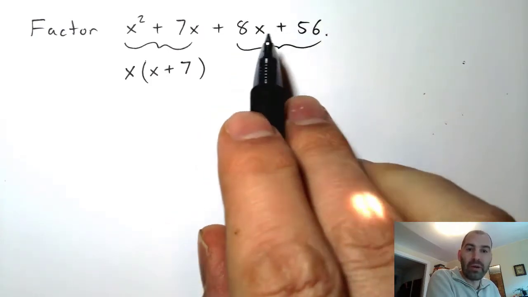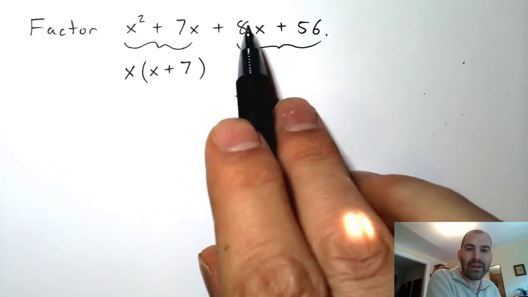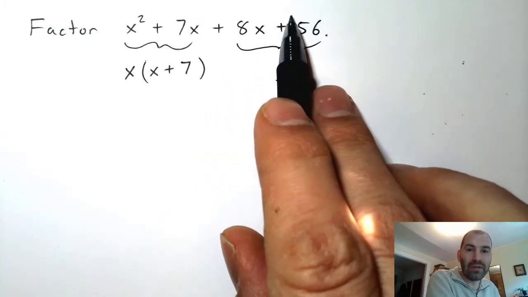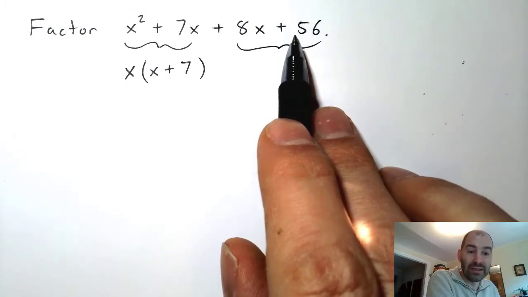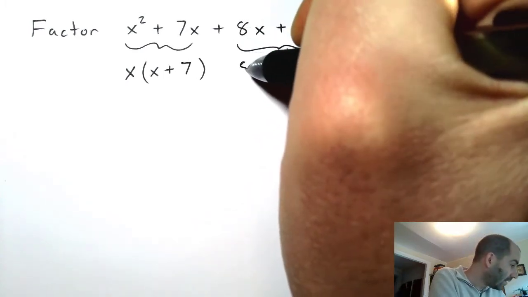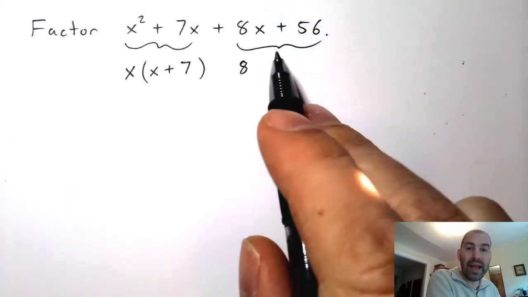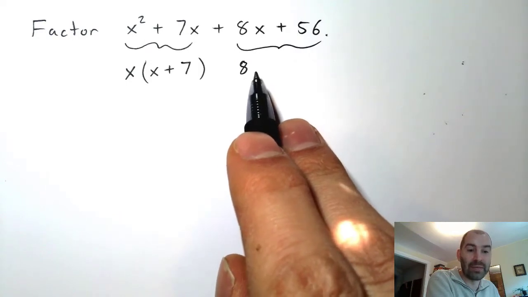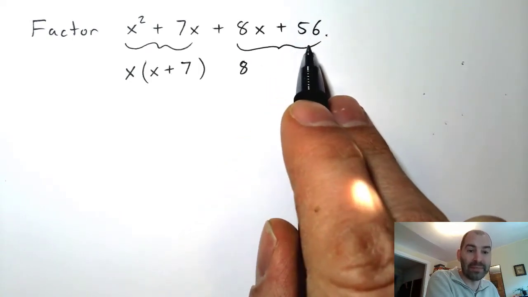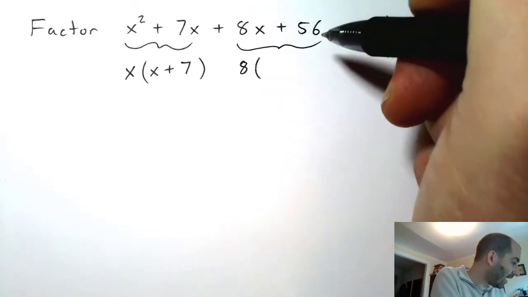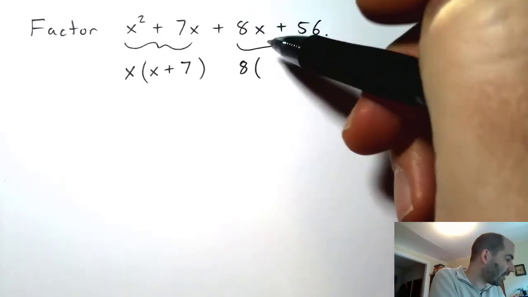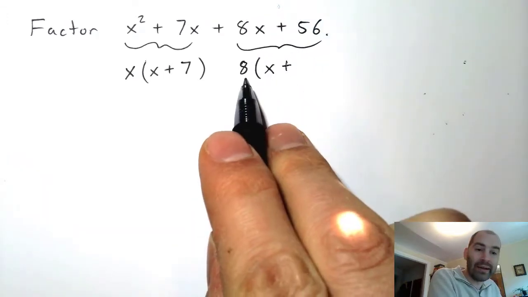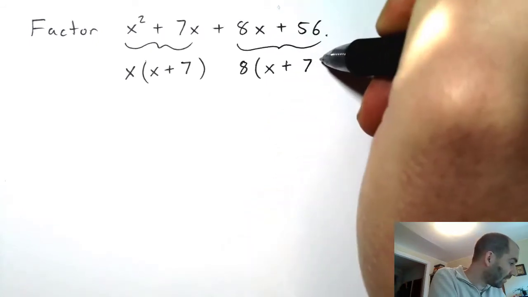So the number part. What's the greatest common factor of these numbers? Well, this one is divisible by 8, and this is also divisible by 8. And that's the largest thing I can get. So 8 is the GCF here. And notice that this has an x in it and this one doesn't. So I cannot include any x's in the GCF. This piece is not divisible by x. So that's my GCF. That's what I'm going to factor out. What do I multiply 8 by to get 8x? Just x. What do I multiply 8 by to get 56? It's 7.